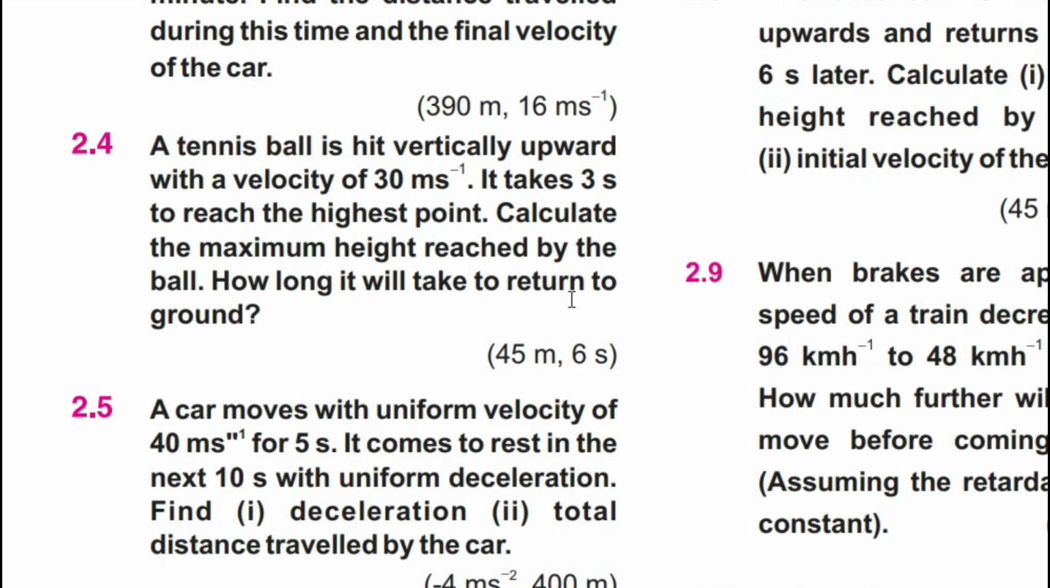Today we will start Numerical 2.4, Kinematics, Chapter 2, Physics. A tennis ball is hit vertically upward with a velocity of 30 meters per second. It takes 3 seconds to reach the highest point. Calculate the maximum height reached by the ball and how long it will take to return to the ground.